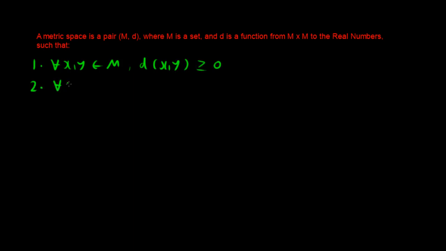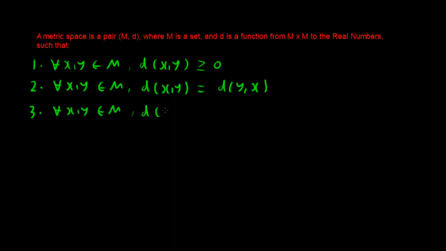Condition number 2 is that for every x, y in M, d(x, y) is equal to d(y, x). So it's symmetric. Condition number 3 is that for every x, y in M, d(x, y) is equal to 0 if and only if x is equal to y. So this d(x, y) will be 0 only when x is equal to y.